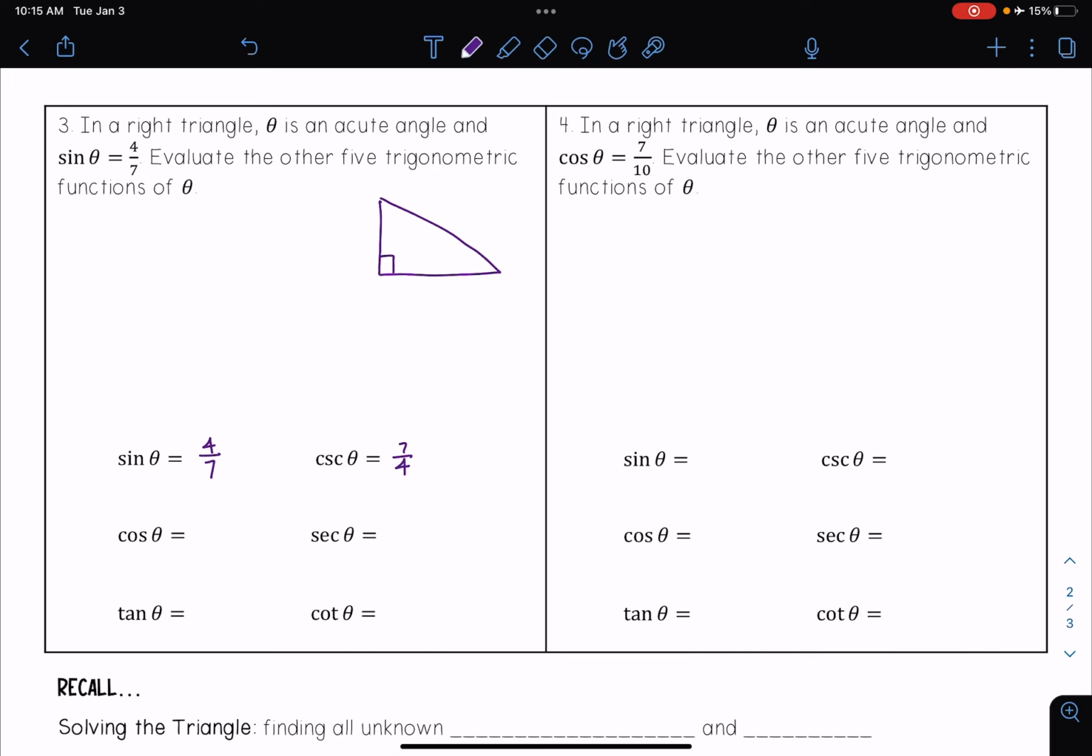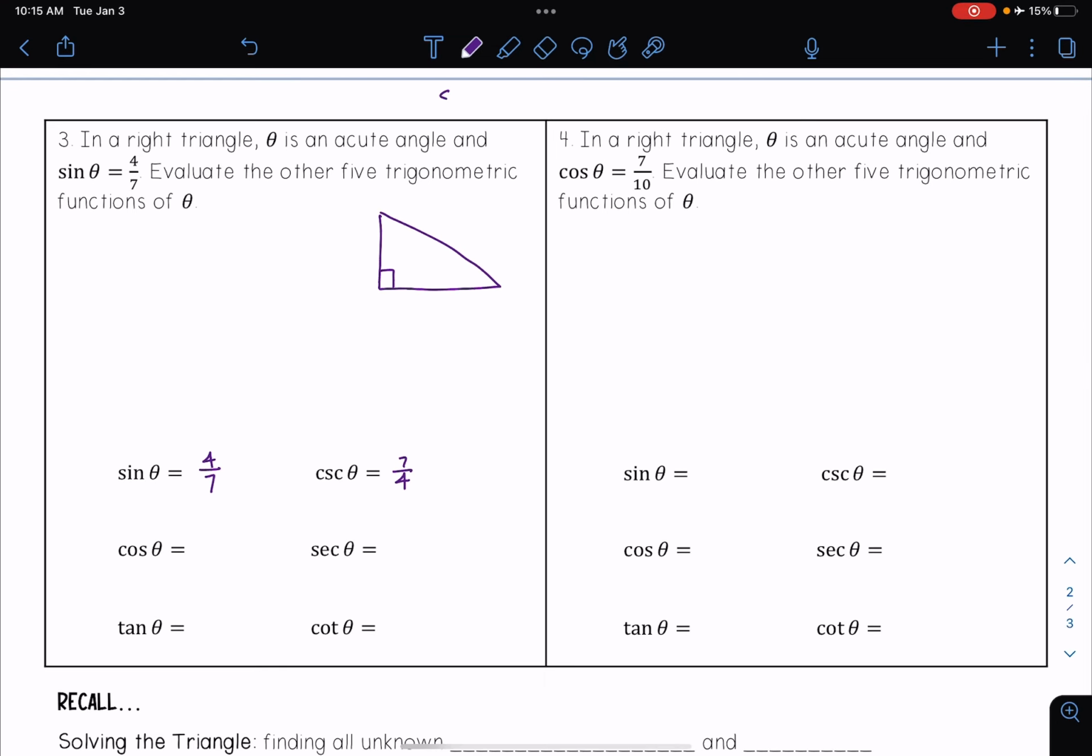With sine, I need to remember what 4 represents and what 7 represents. So I'm going to remember SOHCAHTOA. SOH, that's going to be opposite over hypotenuse. So that means 4 is my opposite side and 7 is my hypotenuse. I'm going to pick one of these angles to be theta. I know 4 is the opposite side from theta, so this side is 4, and 7 is my hypotenuse, which is opposite the right angle. So I'm just missing this adjacent side.